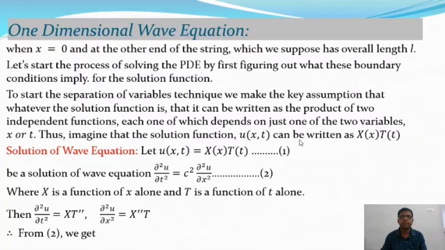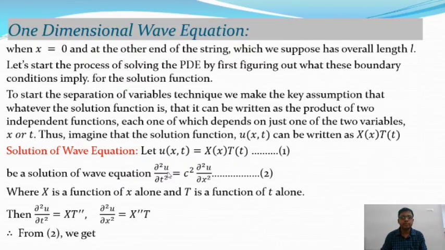Okay, so this is the solution of the wave equation, or how to solve the wave equation by using the method of separation. So here let u of x comma t is equal to X of x and T of t, and we write this as equation number 1, the solution of the wave equation. This is called the wave equation, which I have already learned: del square u by del t square is equal to c square into del square u by del x square, and we write it as equation number 2, where X is a function of x alone and T is a function of t alone.